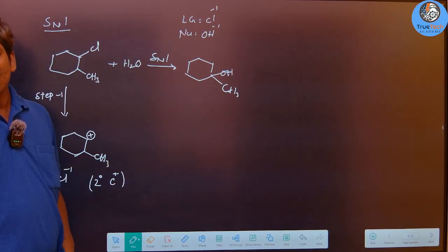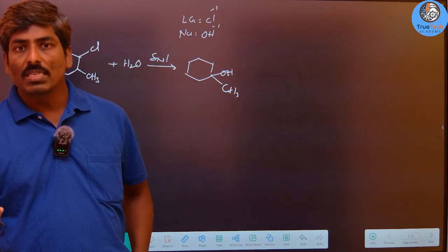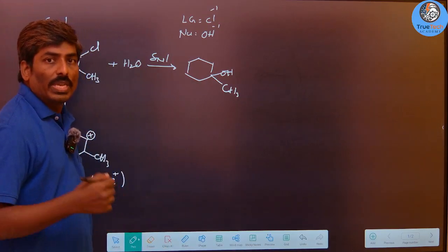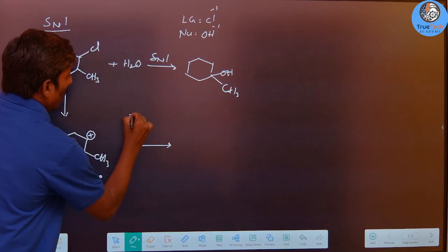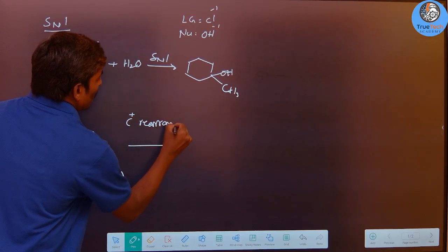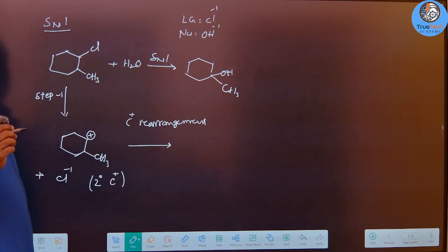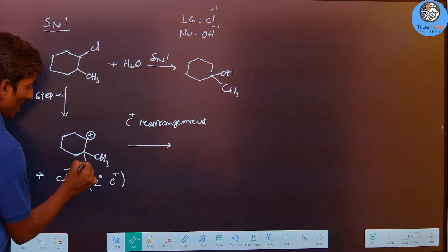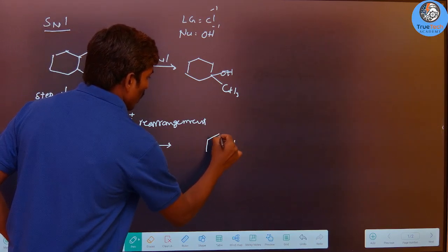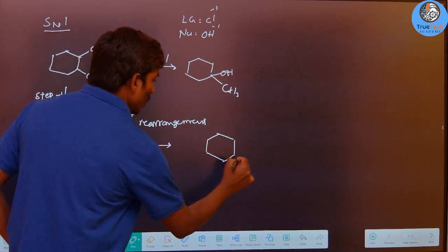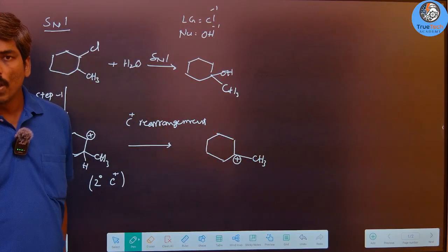Before attack of a nucleophile, there is a possibility to undergo carbocation rearrangement to increase the stability of the carbocation. So here carbocation rearrangement occurs by hydride shift. Here you will find one hydrogen, so this hydride will shift to here. So this is the newly formed carbocation.